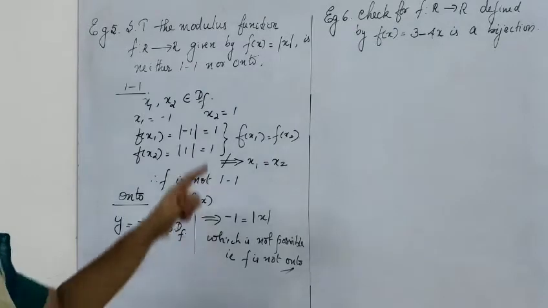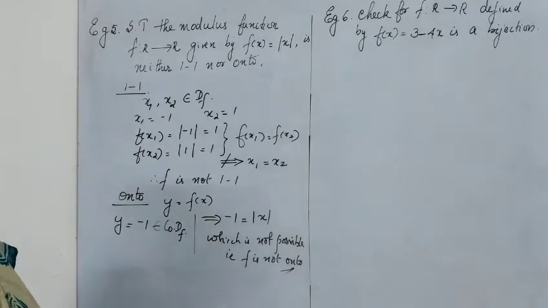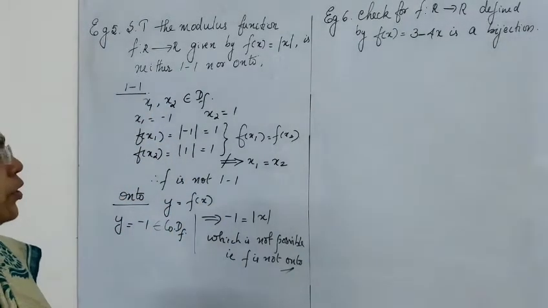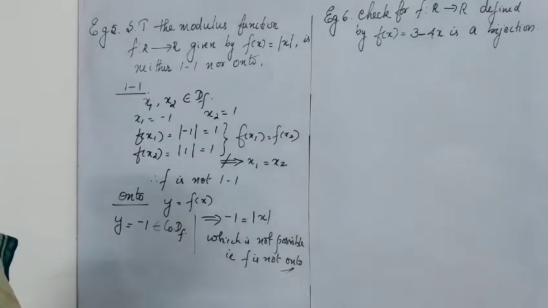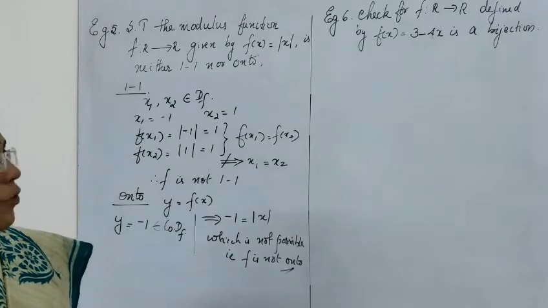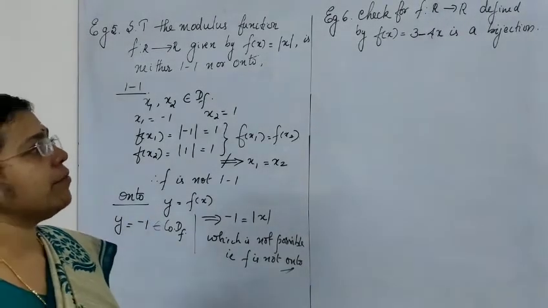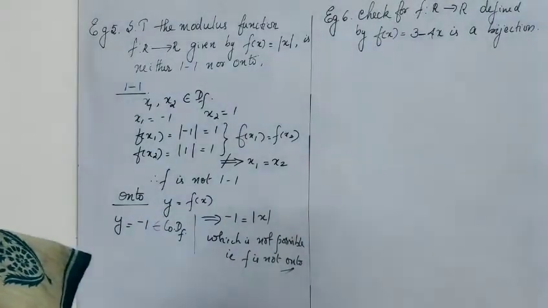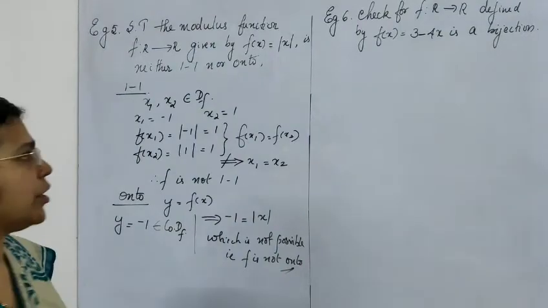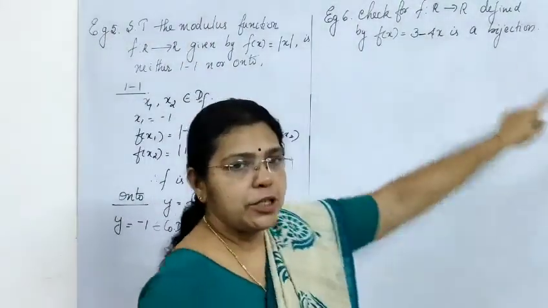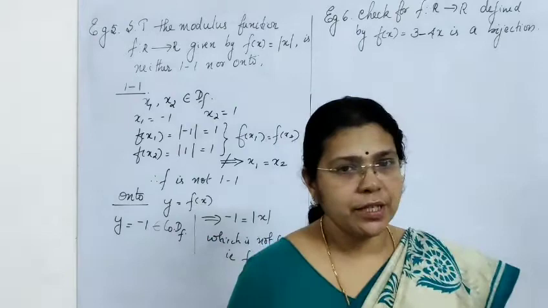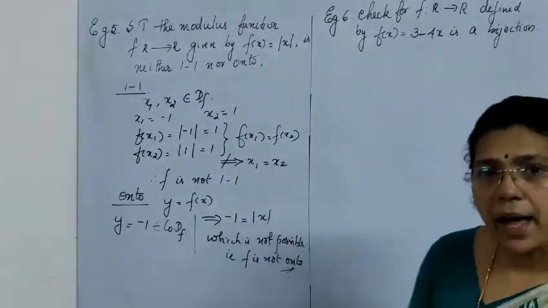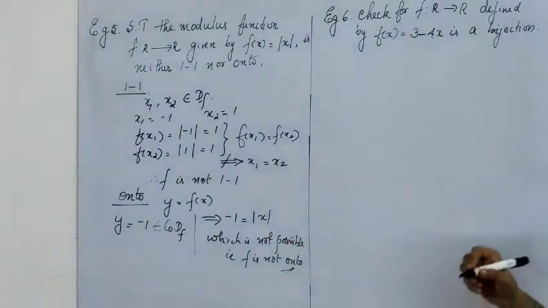Check for f from R to R. F is a function from R to R defined by f of x is equal to 3 minus 4x. We need to show whether it is a bijection or not. Check whether the function is a bijection. So what do you mean by bijection? That is, the function is 1-1 and onto. If a function is both 1-1 and onto, it is called a bijection.